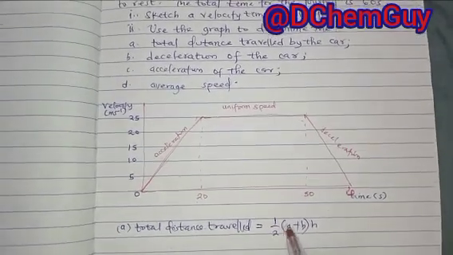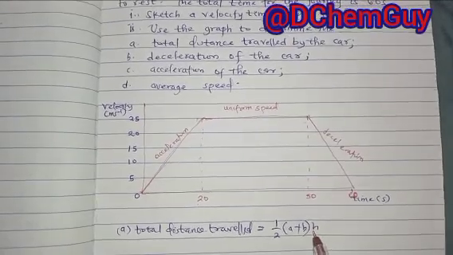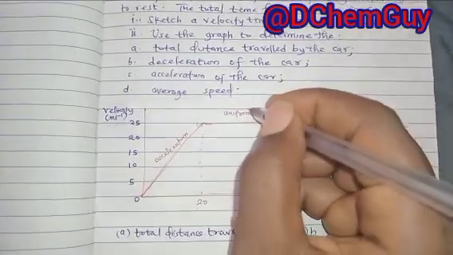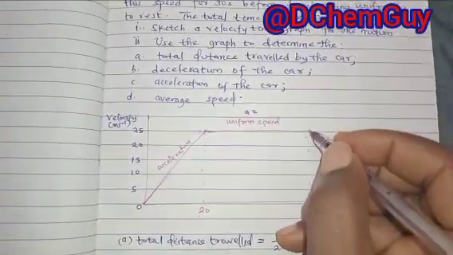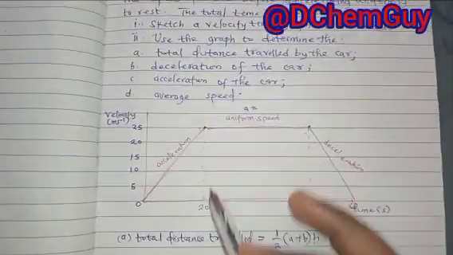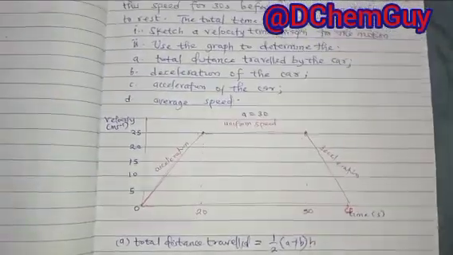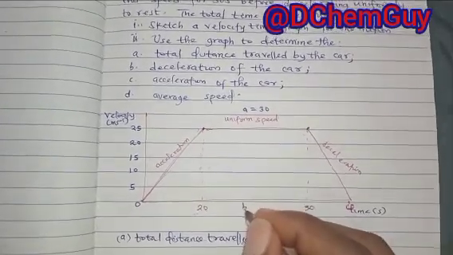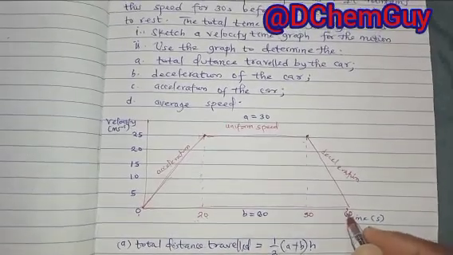Okay, this is half into bracket a plus b close bracket, height. Now where is our a? For me, I'll make this my a. Now, how do you get your a value? From this point to this point is your a. So that means from 20 to 50. So 50 minus 20 is what? Gives you 30. Now your b is from this point to this point. So that's 60, because it's going from 0 down to 60.